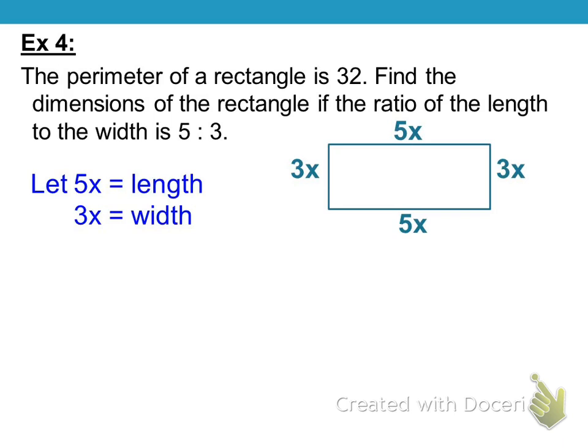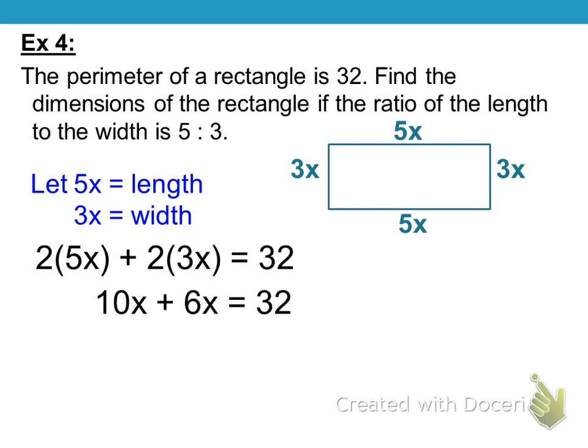And we know that perimeter is the sum of all the sides. We usually write it as 2L plus 2W equals the perimeter. So in this case, the length is 5x. So 2 times 5x plus 2 times 3x. So yes, you are right, 10x and 6x. So 16x.